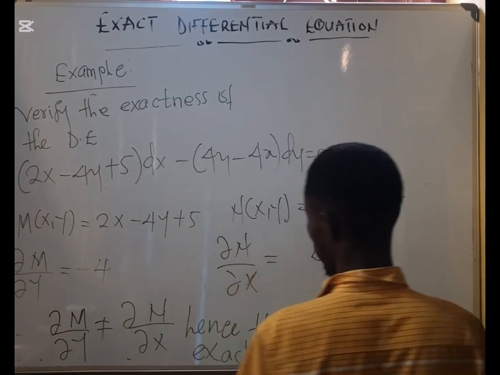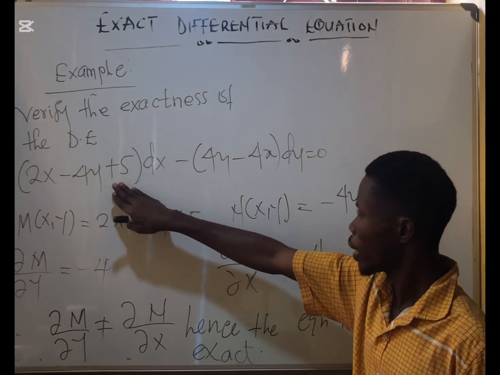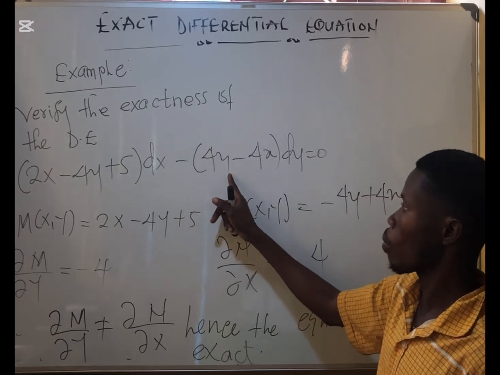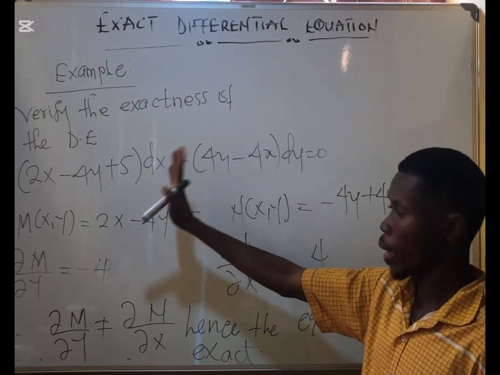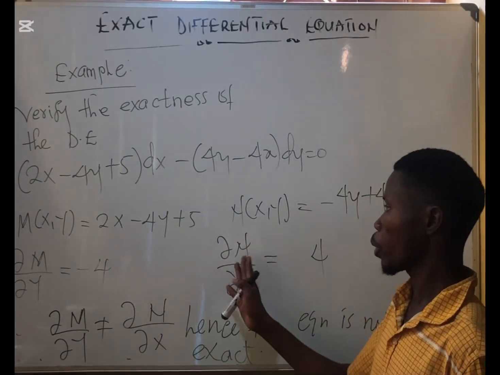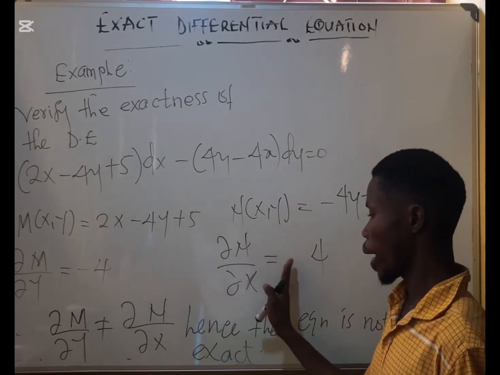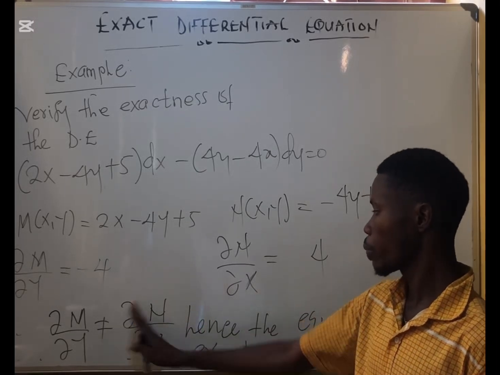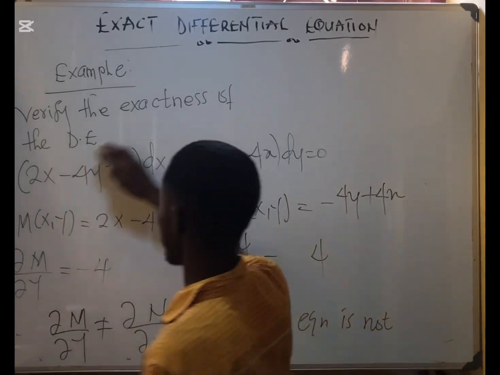So this is how you prove for exactness. First thing, you have to be able to know this one and that one. If you mistakenly replace this one by N and here by M, there will be a problem. So make sure that you do not forget where the M is and the N is. Then after doing that, you take the partial derivative with respect to y and with respect to x for both. Then the answers you compare, if they are the same, then you can conclude that it's exact. If they are not the same, then you cannot say that it's what? Exact. Now let's move to the next example.